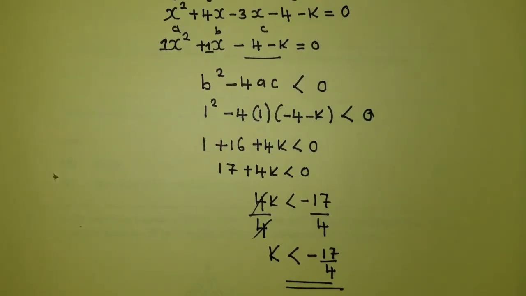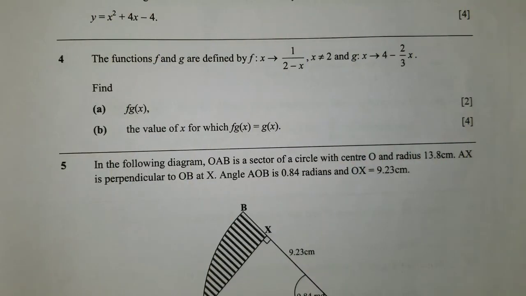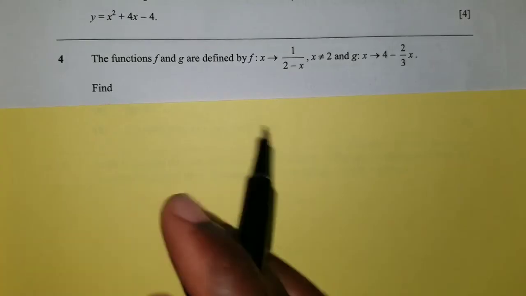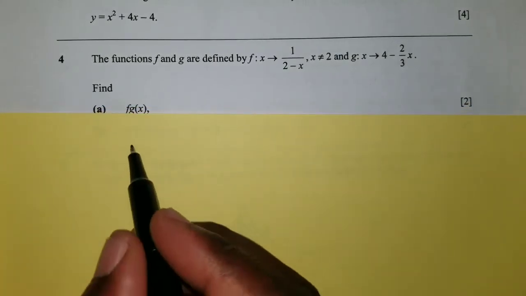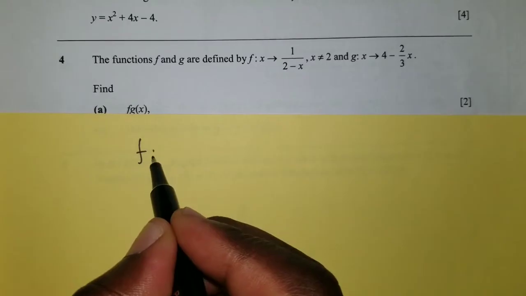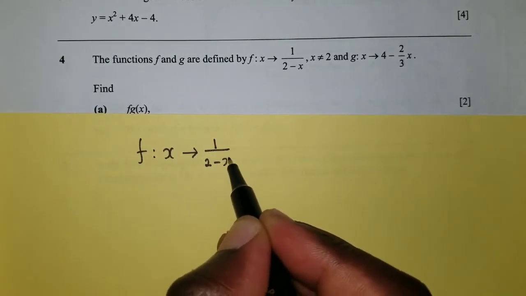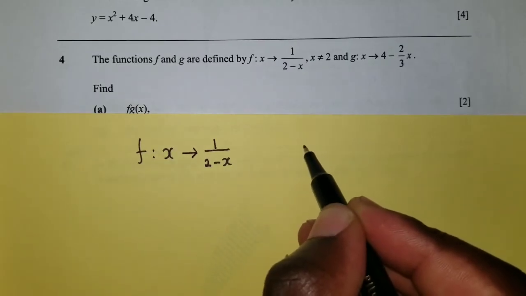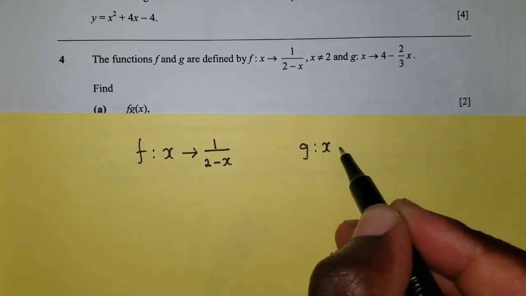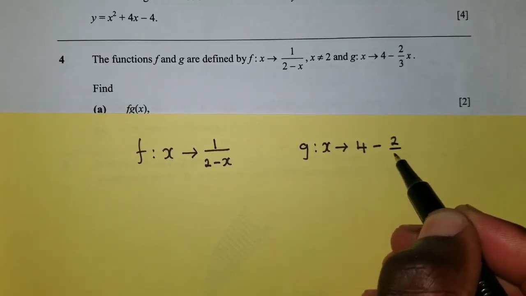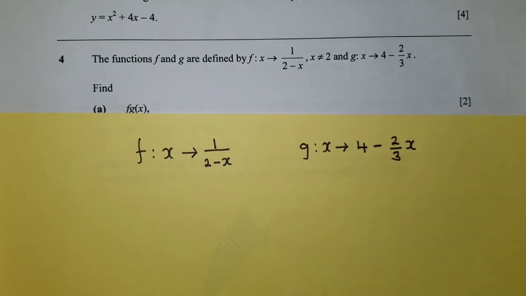Okay, so let's go to the next question, which is question 4. All right, so we are now on question 4. Question 4 is under functions. So let's copy the two functions. We have f of x, we have 2 minus x there, and we also have g. This is what we have.